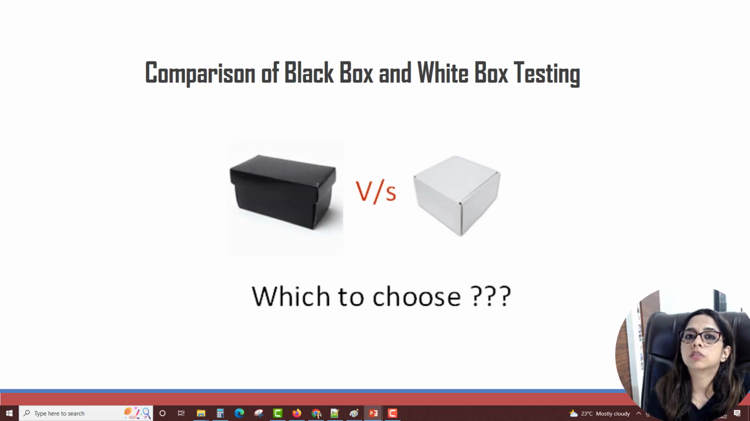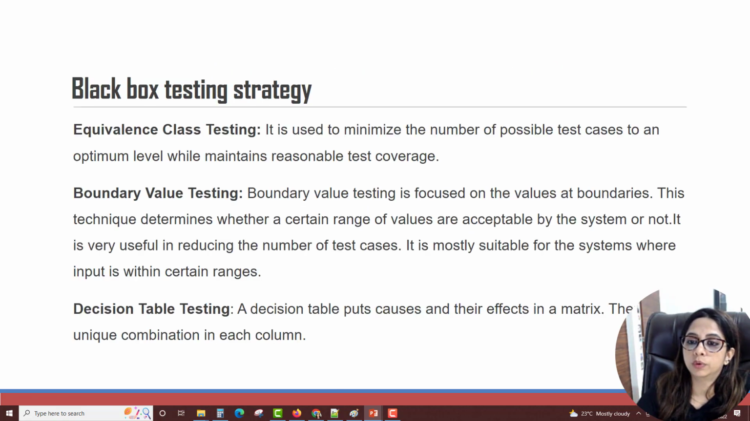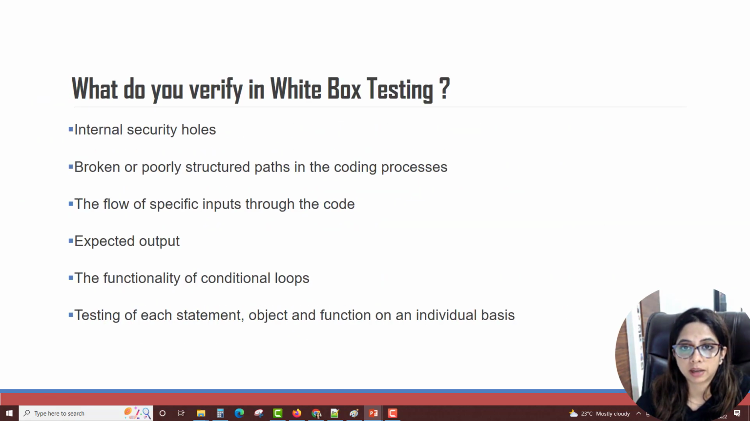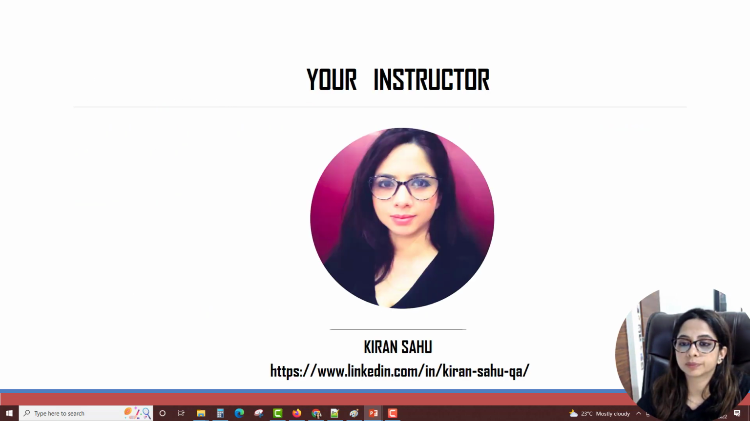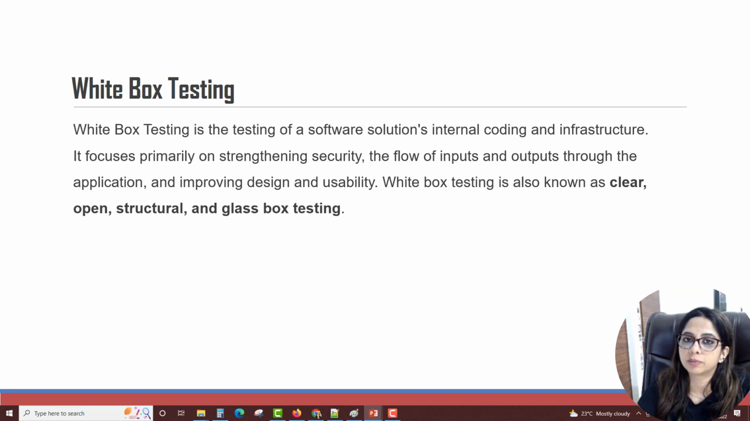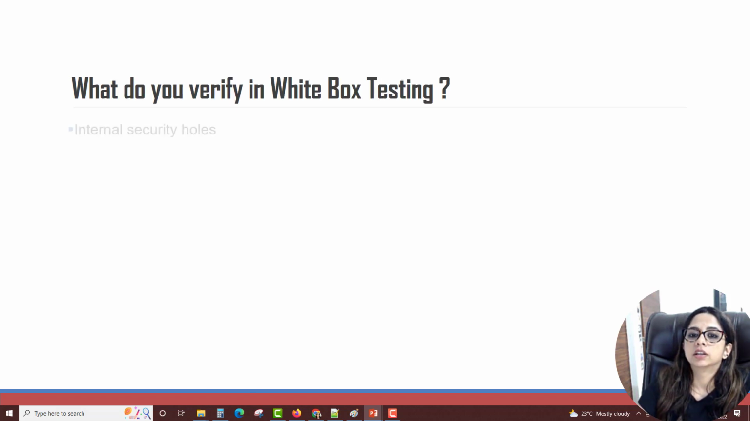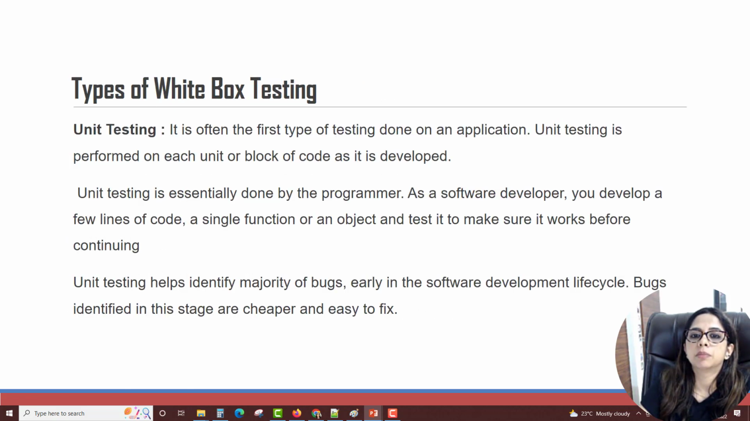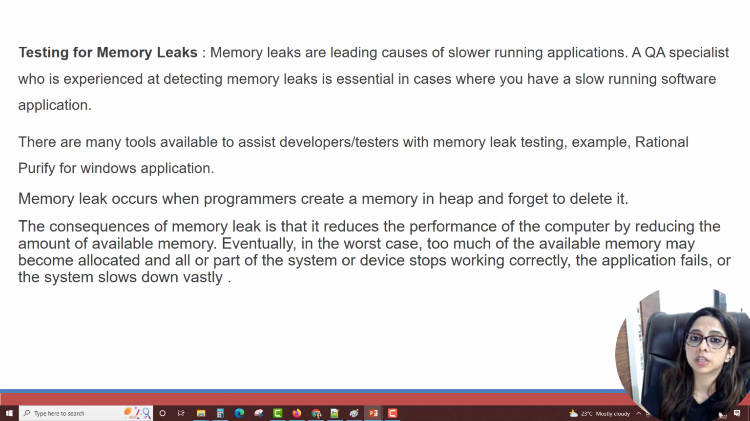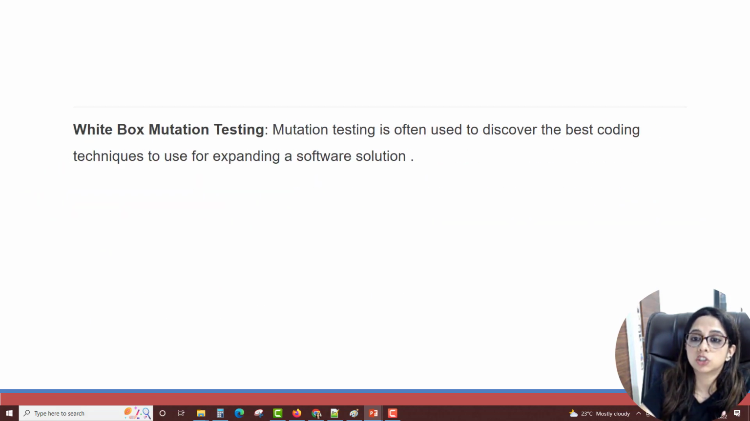So today we learned about what white box testing is, what black box testing is, and what the difference between the two types of testing is. White box testing is also known as clear box, open box, structural and glass box testing, and we learned what we verify as a white box tester. Then we learned about the different types of white box testing, which are unit testing, penetration testing, memory leakage testing, and mutation testing.